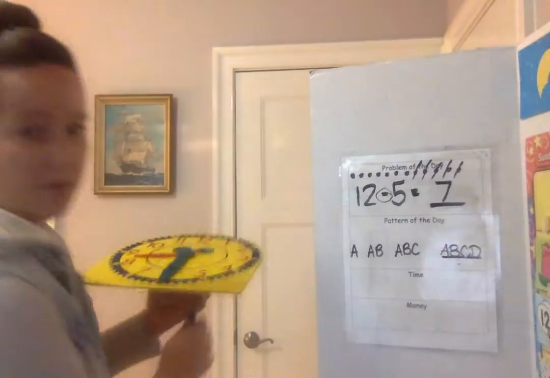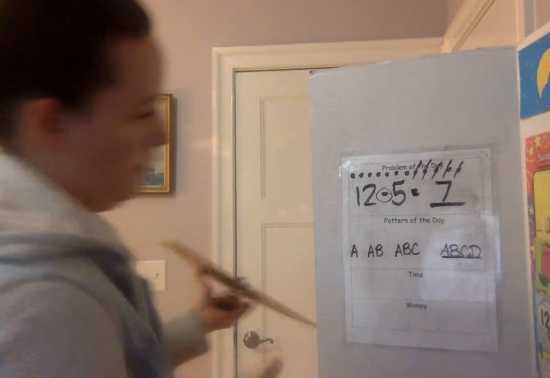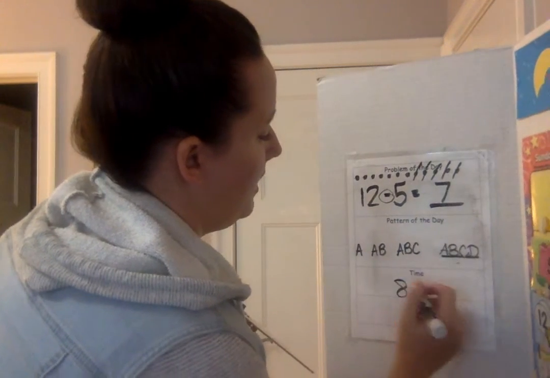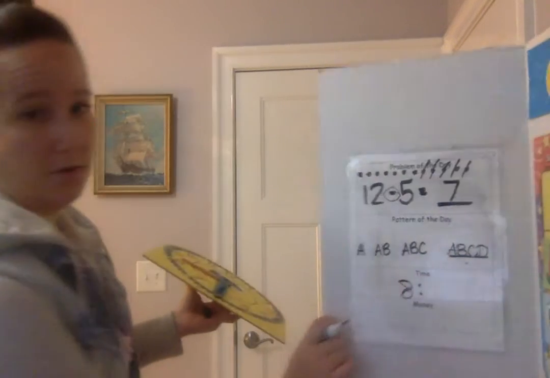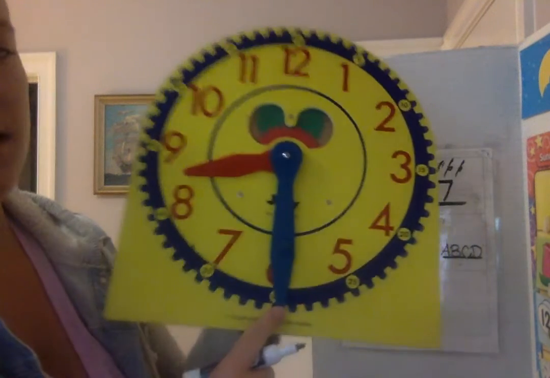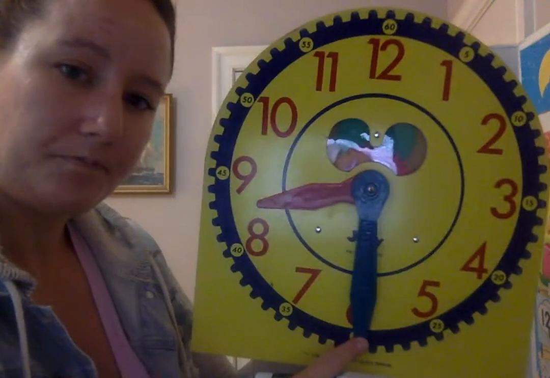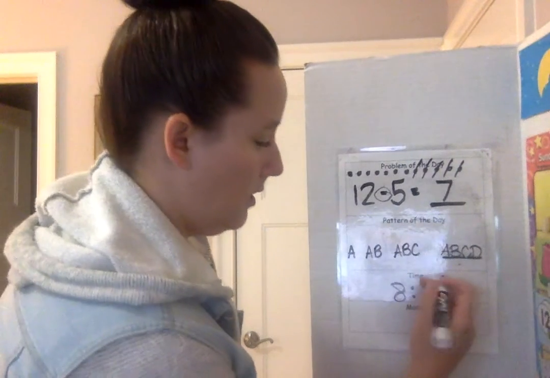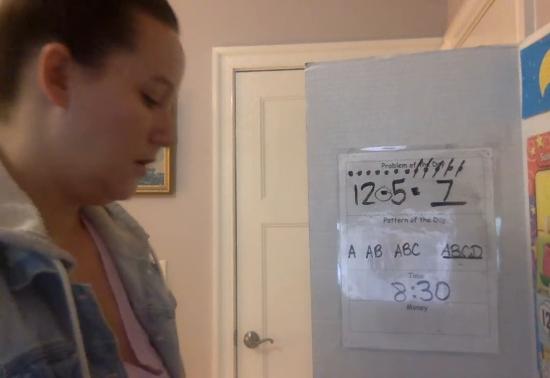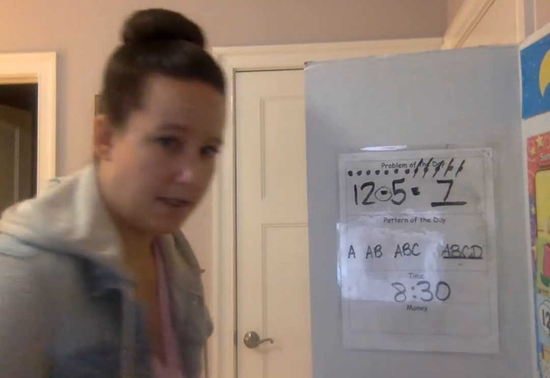So for my time, I'm going to write 8. Put my 2 dots. Please, please, please don't forget those dots. Okay, so we have 8 for the hours, and then our minute hand is on the 6. When our minute hand is on the 6, what does that mean for the minutes? It means 30. So our time is 8 and 30. 8:30. Okay? Good job. All right. I'm going to finish up with some money today.